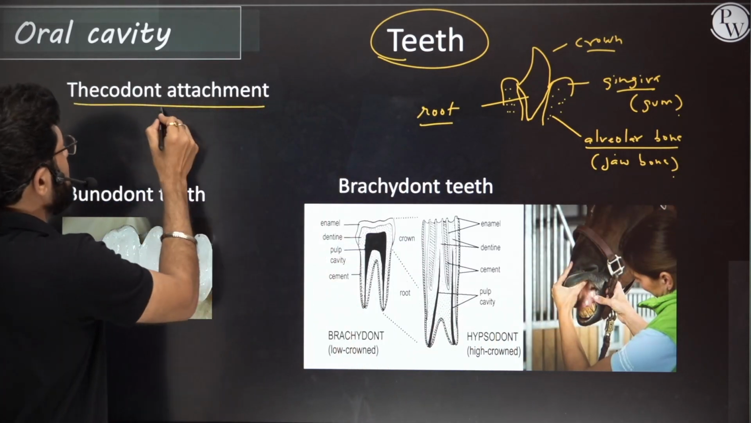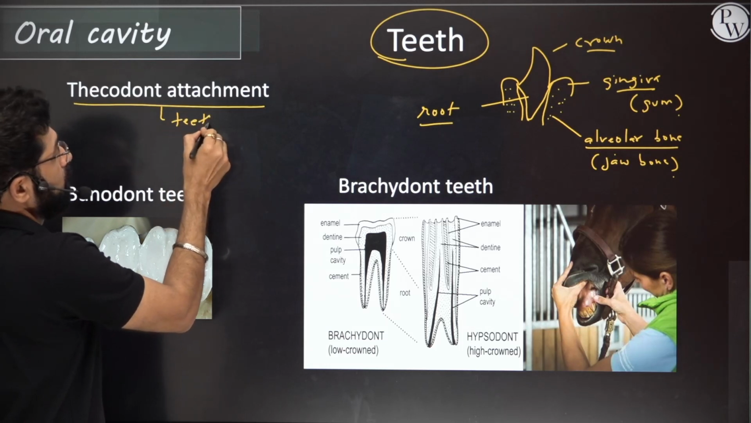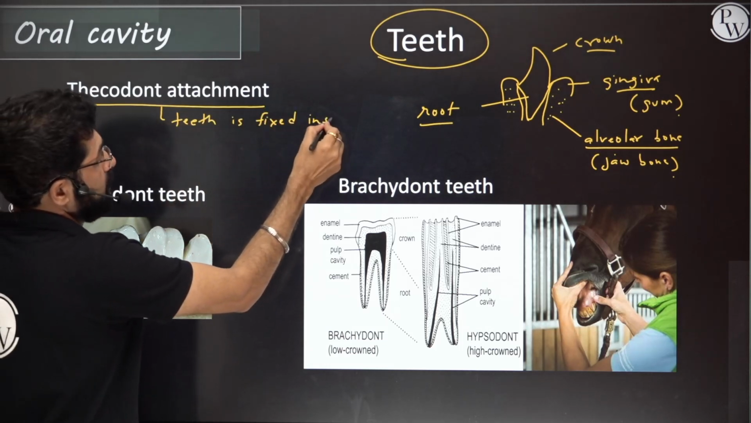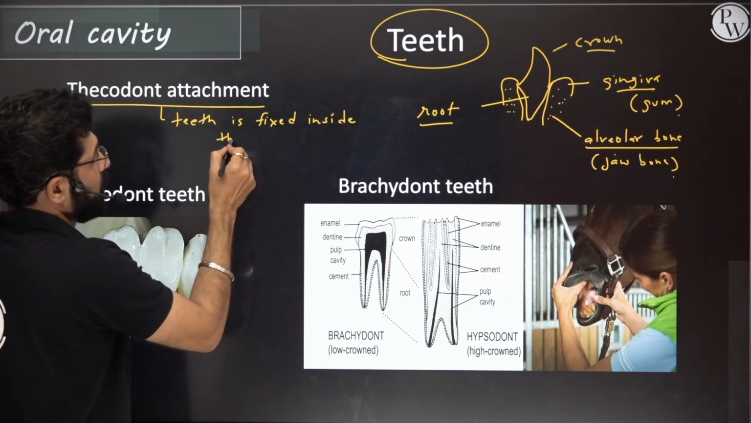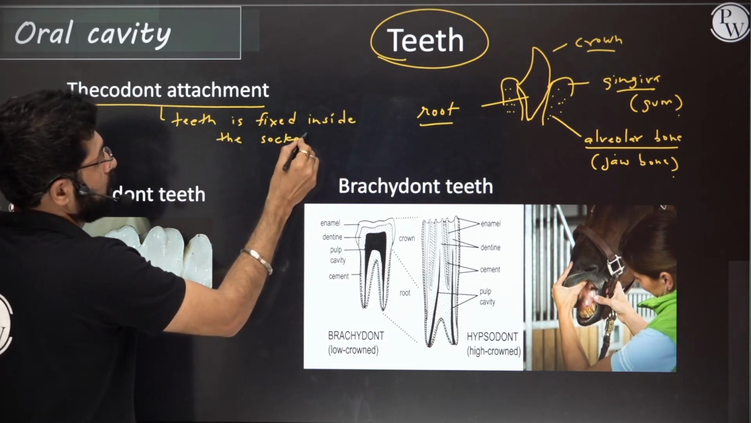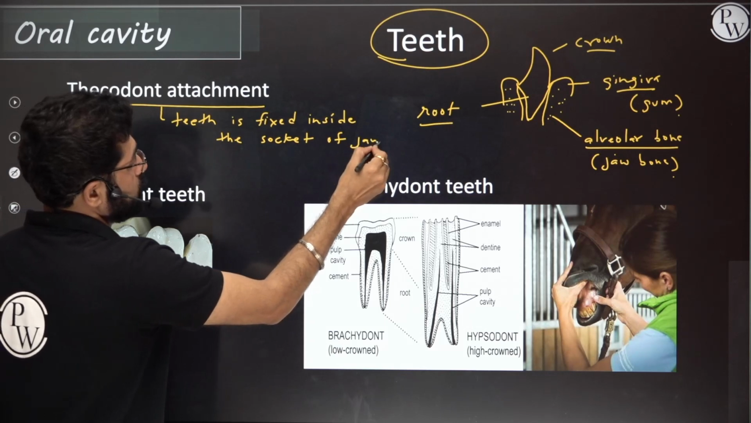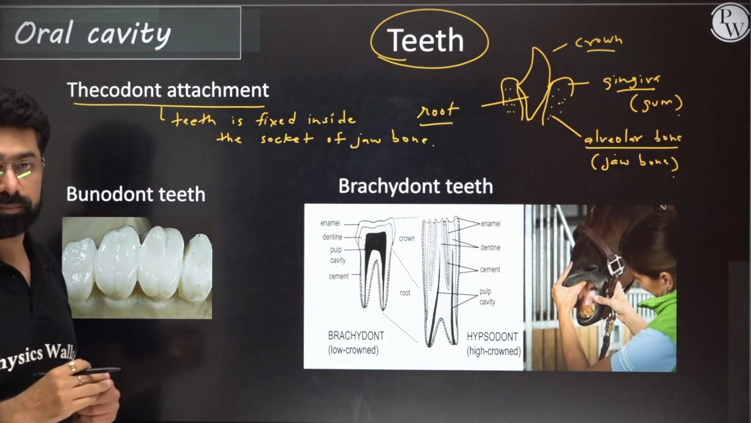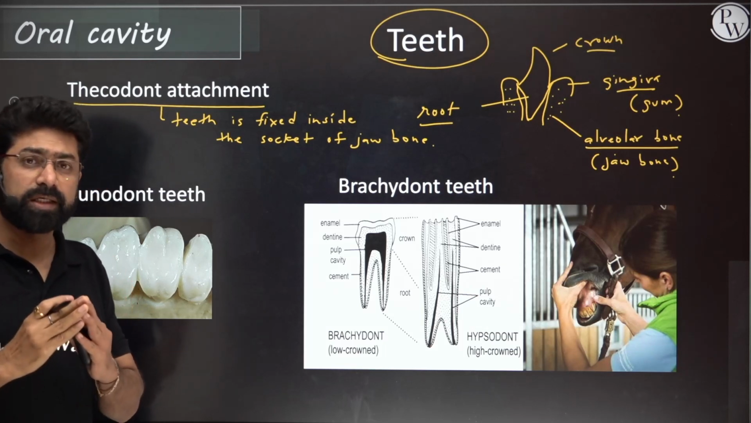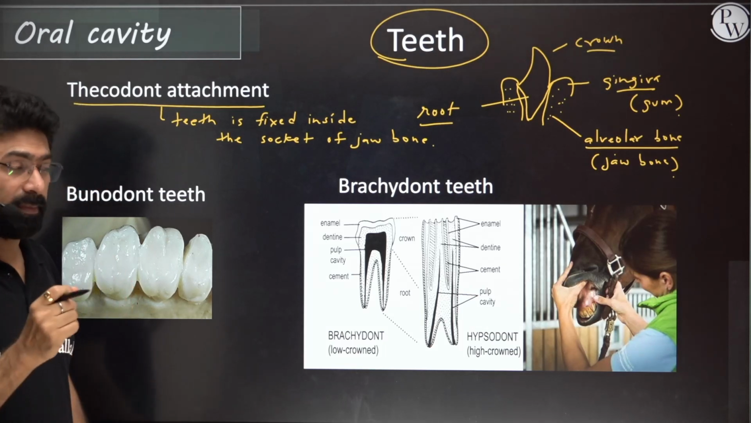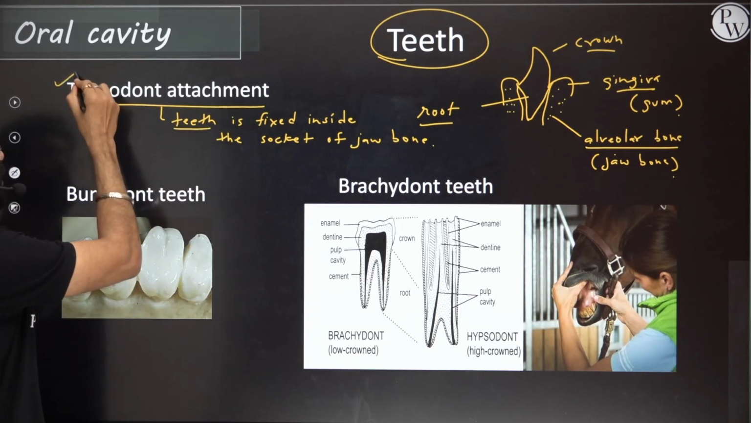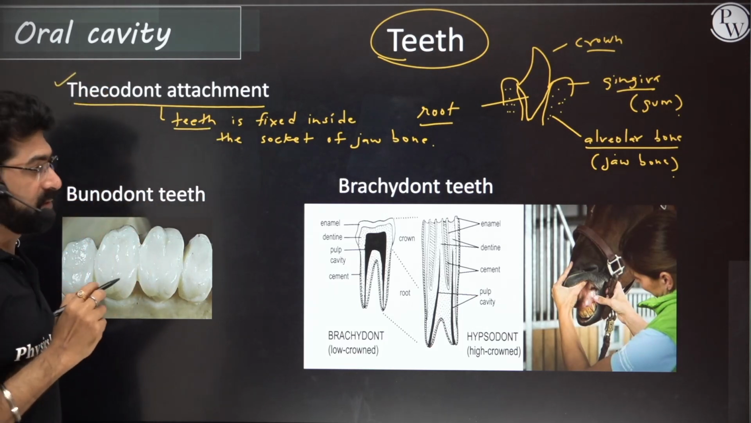So when teeth are fixed inside the socket of the jawbone, it is called the thecodont condition. So the thecodont condition is found in crocodiles also. Please remember, apart from mammals, these thecodont teeth are also found in crocodiles.